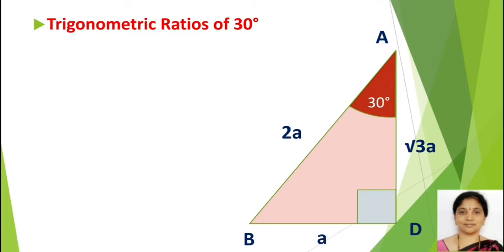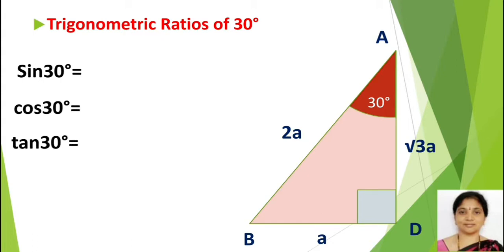Based on the angle A, if you observe, BD becomes the opposite side, AD becomes the adjacent side, and opposite the 90 degrees, AB, which is 2A, becomes the hypotenuse value. Based on this we are calculating the trigonometric ratios: sine 30 degrees, cos 30 degrees, tan 30 degrees.